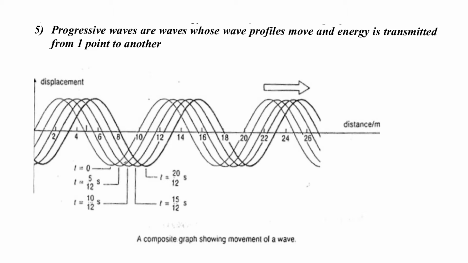Okay, now let's look at the definition of progressive waves. Progressive waves are waves whose wave profiles move and energy is transmitted from one point to another. So what does it mean by wave profiles move?